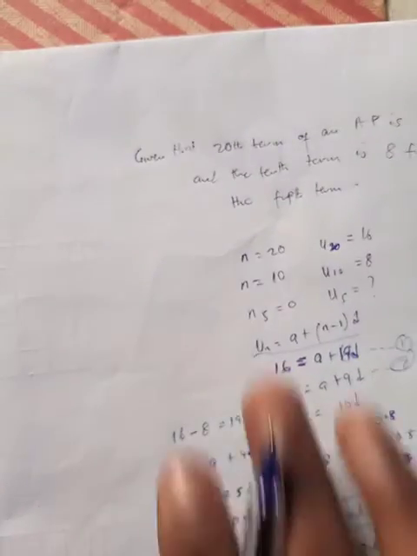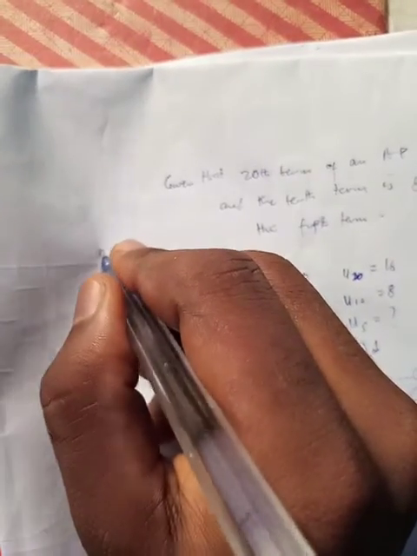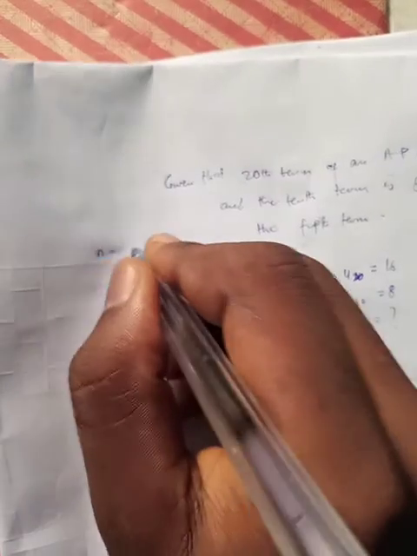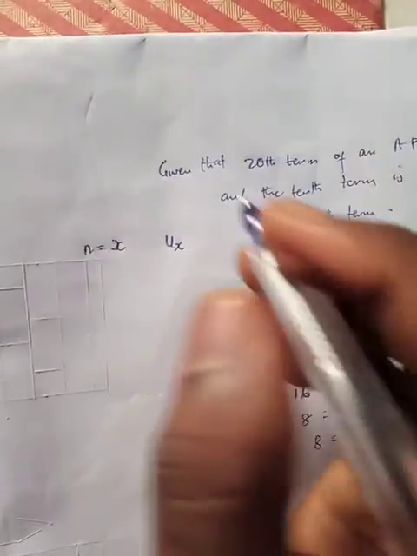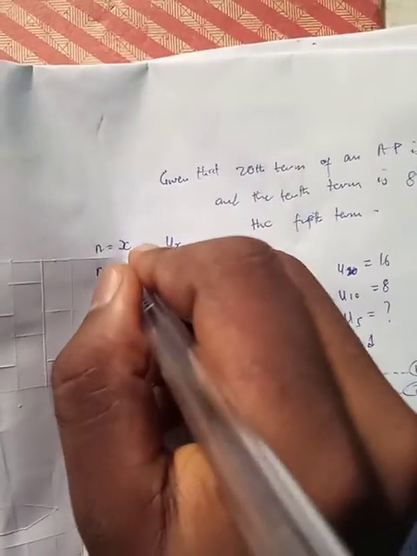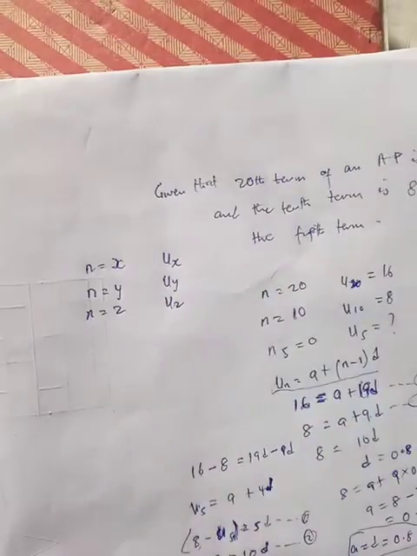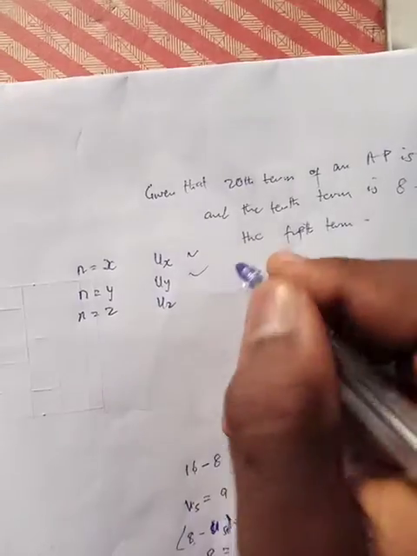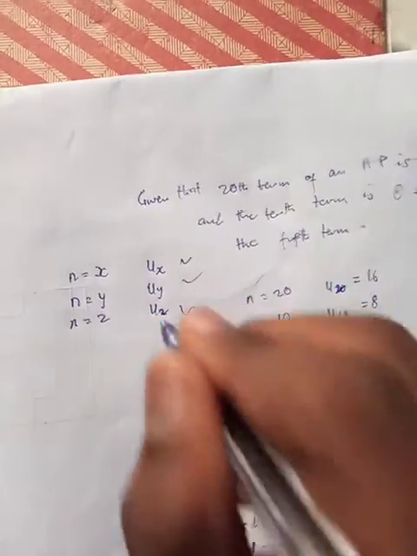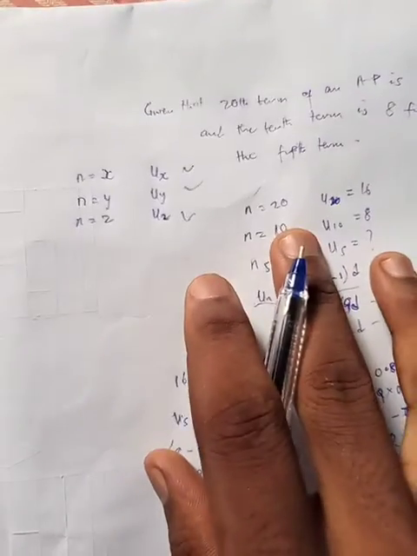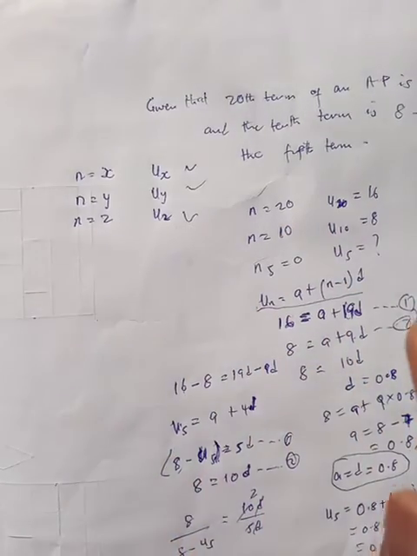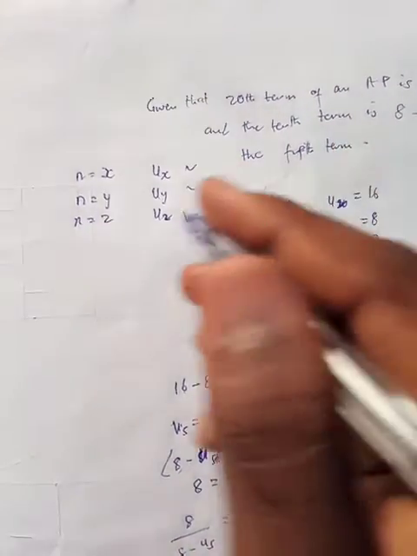Let's quickly derive that. Let's say you have position n equals x, with term ux; n equals y, with term uy; and n equals z, with term uz. You know these two, but you want to find this. How will you find it in an easier, faster way? I'm here to show you.